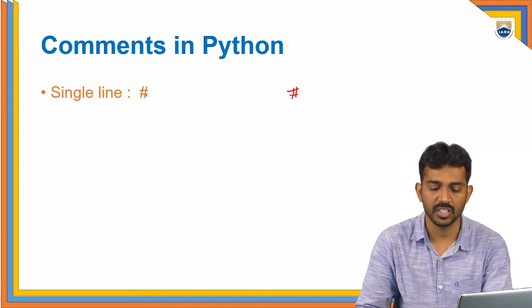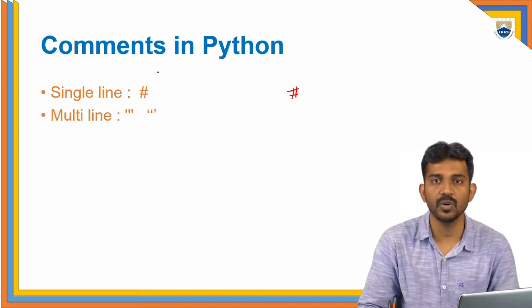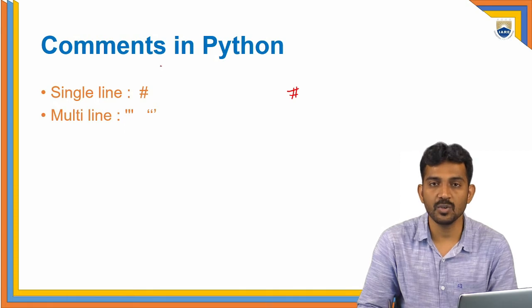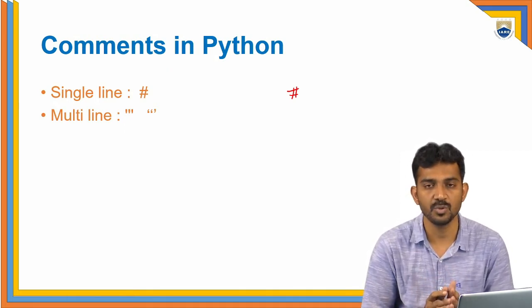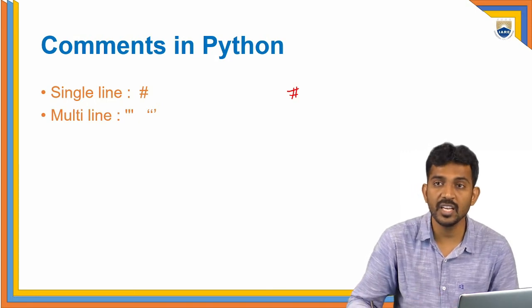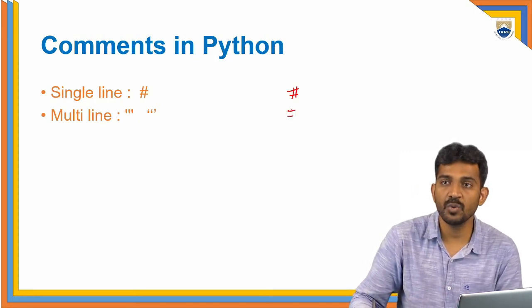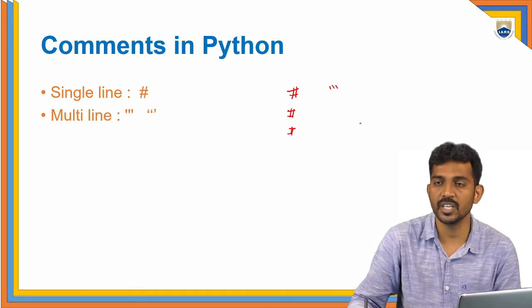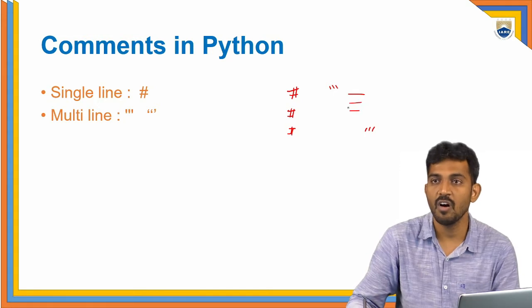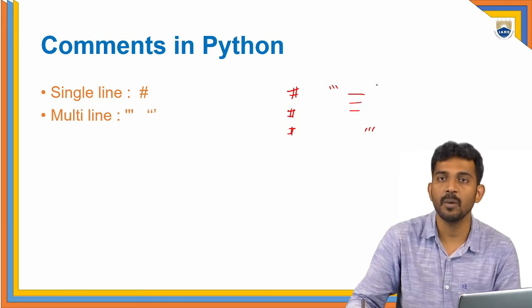If you want to write a multi-line comment, suppose your description is very huge, then it is not required to use a hash on every line. Instead of that, you just use triple quotes for the comments. Whatever you write inside these quotes is all considered as comments.